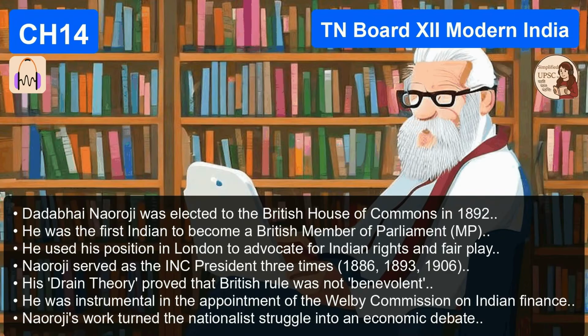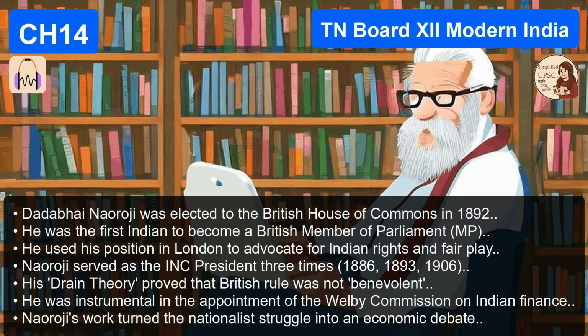Okay, so we've covered the polite phase, the petitions, the economic theories, but now we hit the turn of the century, 1905. The mood changes dramatically. Section 6, the rise of extremism and the Partition of Bengal. And here's where it gets really interesting. This is the definitive shift from prayer to protest.